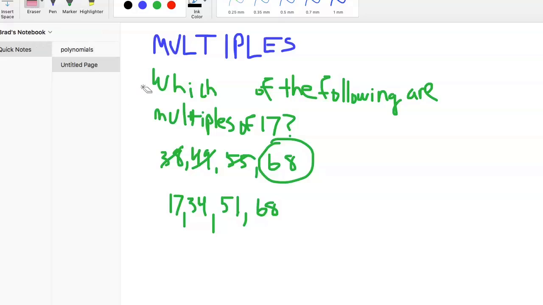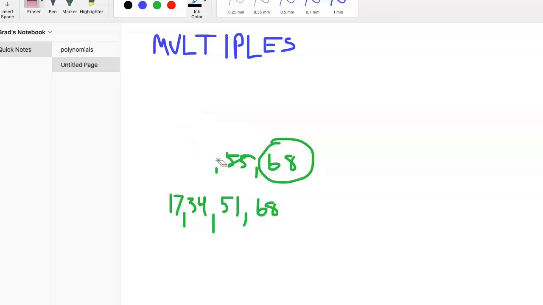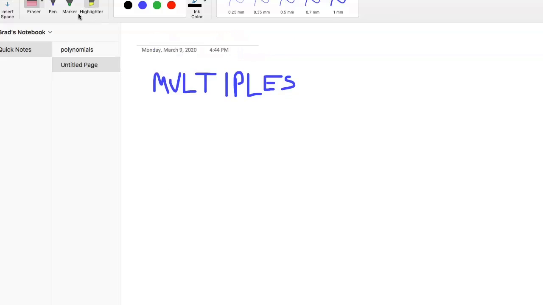If it's a multiple question, they're asking you which of the following, just list them out, right? And make sure you take your time. 17 is kind of a tricky number. Don't worry about it taking too long. That's just the process of going through it.